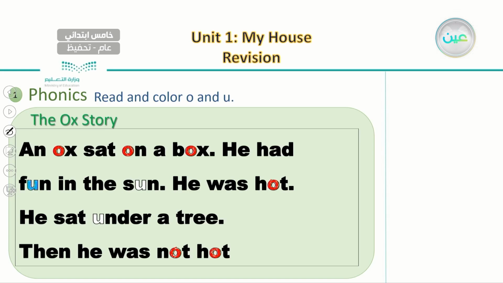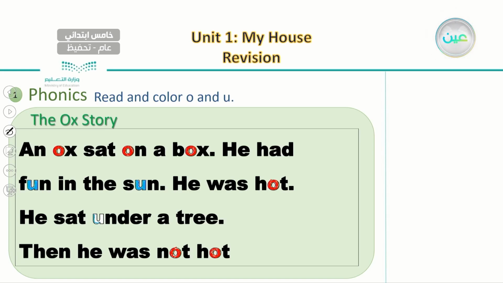And I'm sure you will be more perfect in coloring than me. So we color the letter U in fun, and also we color the letter U in sun. So here we have U in fun and U in sun, and also we have another U, which is in the word under.